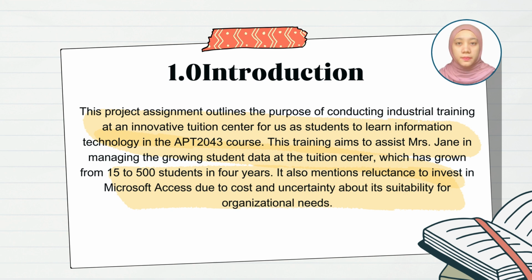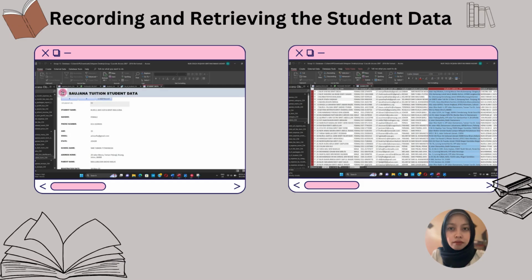The first part is 1.0 Introduction. This project assignment outlines the purpose of conducting industrial training at Innovative Tuition Center. This training aims to assist merchants in managing the growing student data at the tuition center, which has grown from 15 to 500 students in 4 years. It also mentioned reluctance to invest in Microsoft Excel due to cost and uncertainty about its suitability for organization needs.